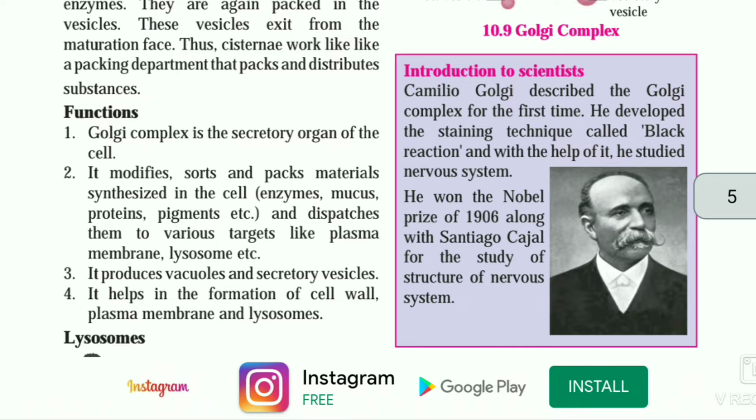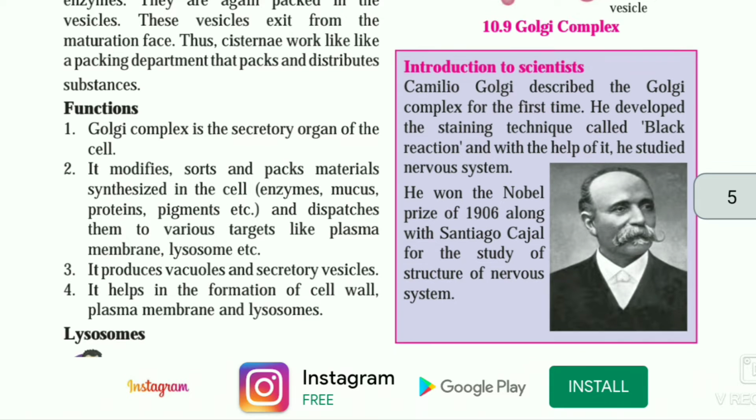Camillo Golgi described the Golgi complex for the first time and developed the staining technique called black reaction, and with the help of his studies on the nervous system he won the Nobel Prize of 1906 along with Ramon y Cajal for the study of structure of nervous system.